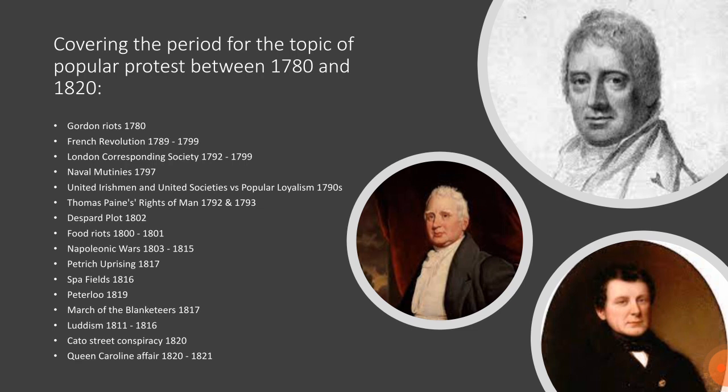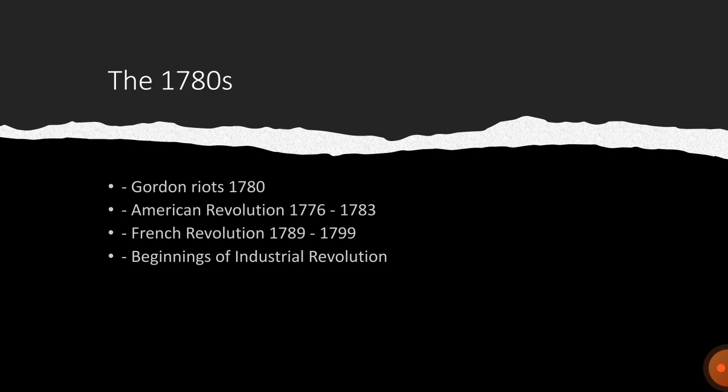In this lesson we're only going to be going over the first two, because that will cover the 1780s and some other relevant stuff that isn't included in the British spec, but you can include it in the essay and it will just get you those high marks. It shows you've done independent research. So we're going to be going over the Gordon riots and the French Revolution. Going over the rest of them in the future for the 1790s, 1800s, 1810s and 1820s.